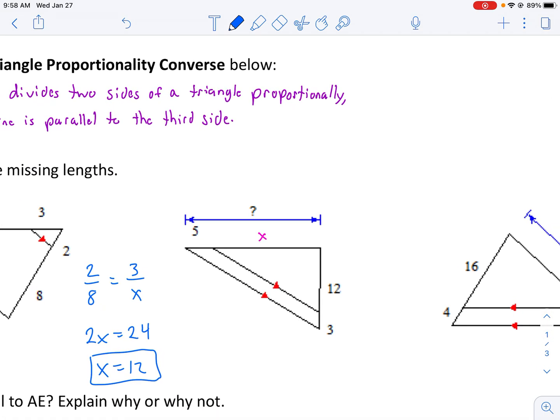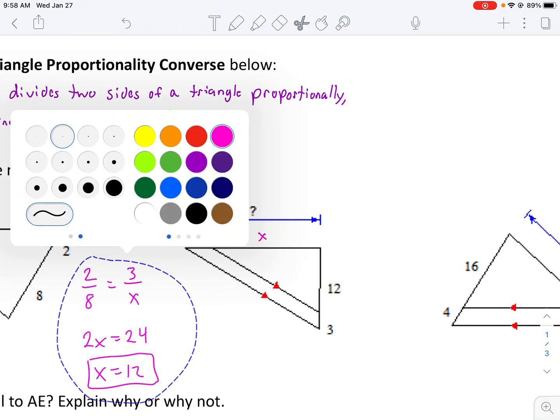All right. I'm going to use a different color that stands out a little more, maybe. Is that better? Orange, let's use the orange.